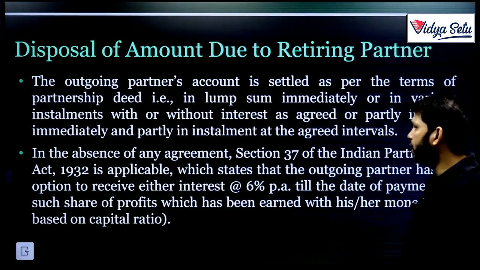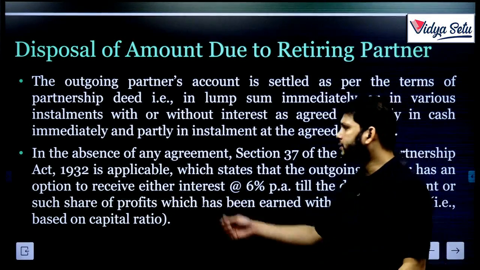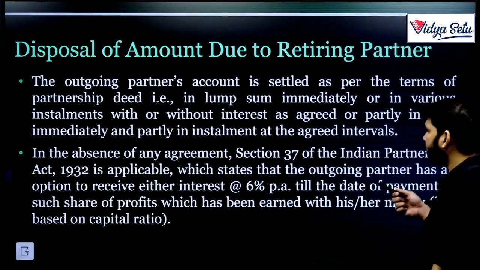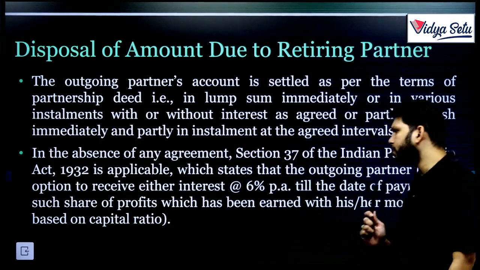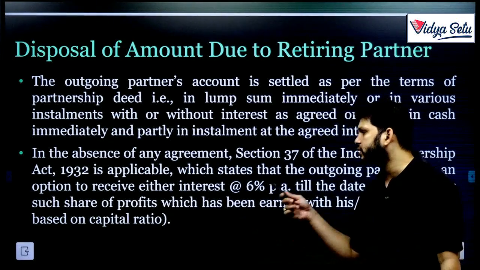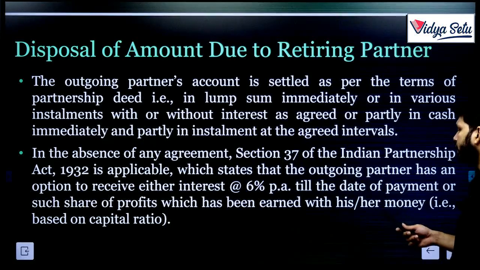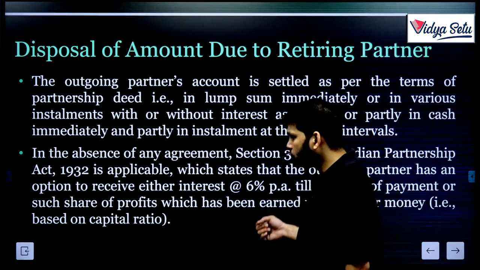In the absence of any agreement, Section 37 of the Indian Partnership Act 1932 is applicable, which states that the outgoing partner has an option to receive either interest at 6% per annum till the date of payment, or such share of profits which has been earned with his or her money. That is based on capital ratio.